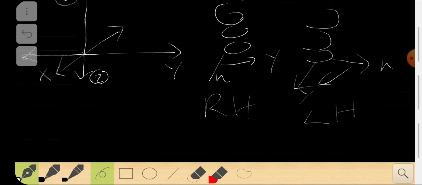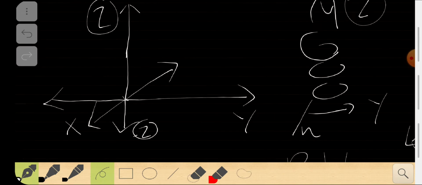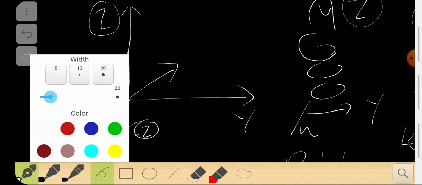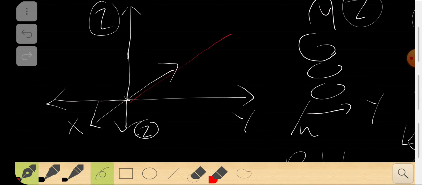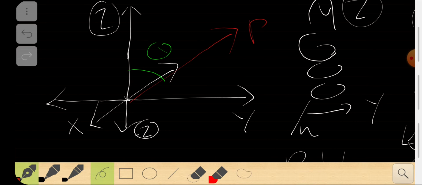Okay, so always choose a right-handed coordinate system. That's one thing. Now if you are using this right-handed coordinate system, you can see that you have a vector, like this is your vector, say p. The angle made with the z axis is called theta.